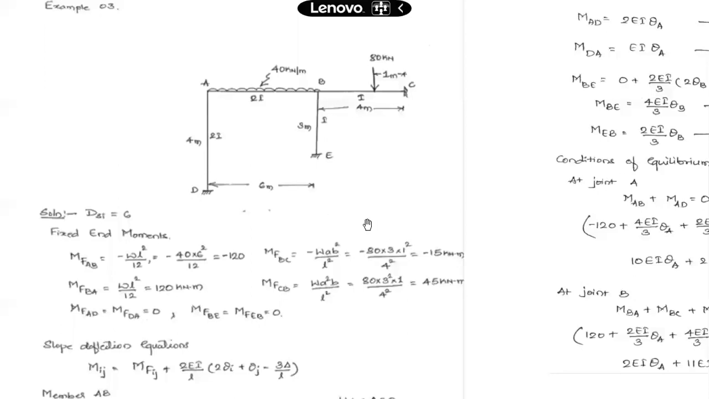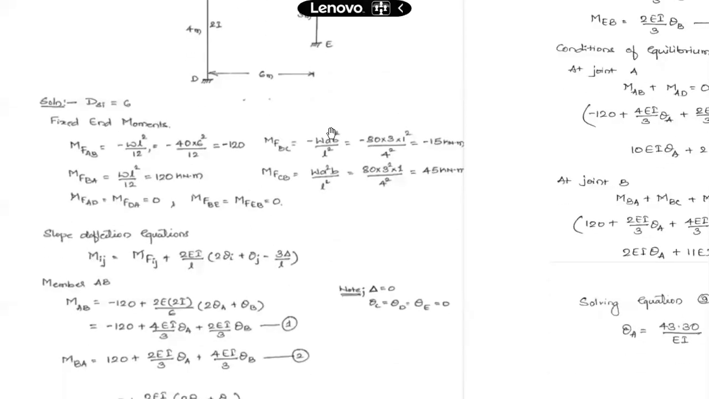Sometimes there will be variation in this I, so you need to take care that you substitute them properly whenever it is changing. So these are the fixed end moments that you have.